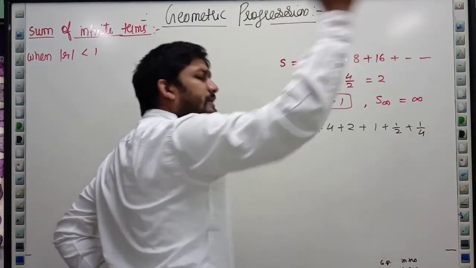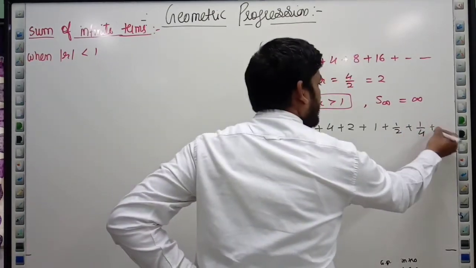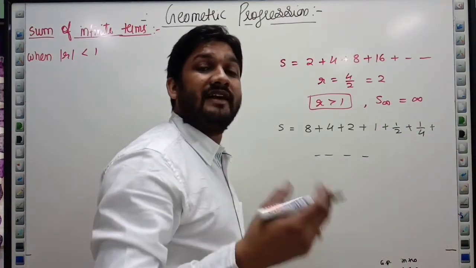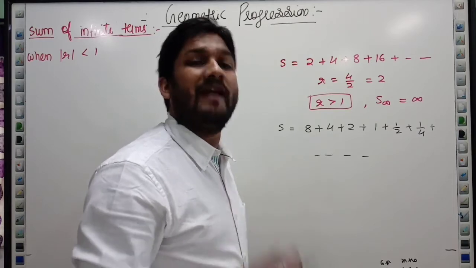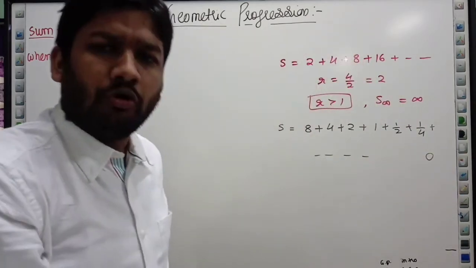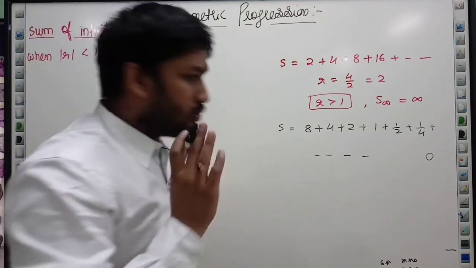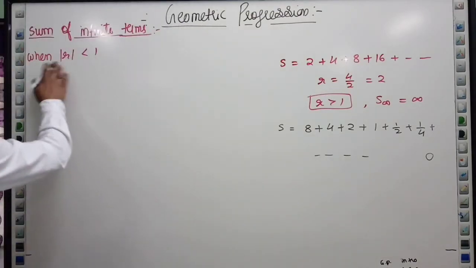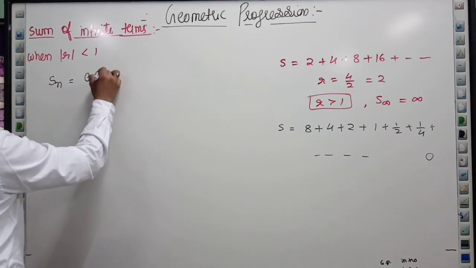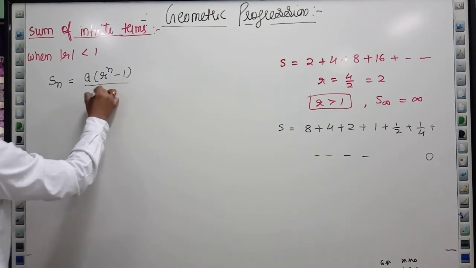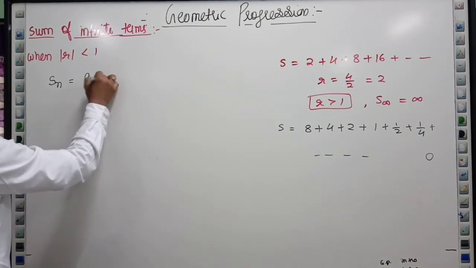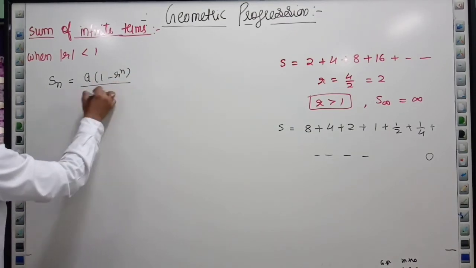As n goes to infinity, the terms that come will be very small in numerical value. At the end I will get a term very near to 0, almost 0. So we calculate it by the same formula, Sn = a(r^n - 1)/(r - 1), which is also S = a(1 - r^n)/(1 - r).